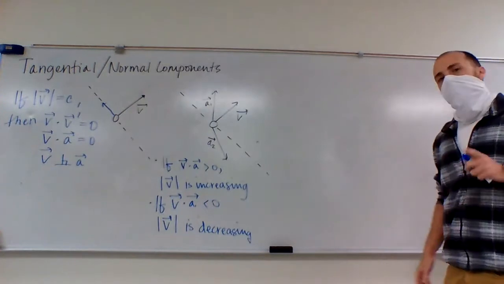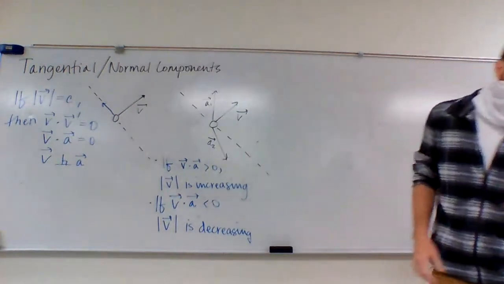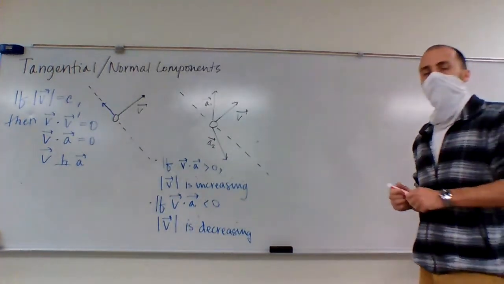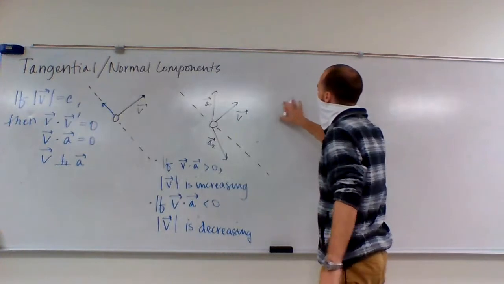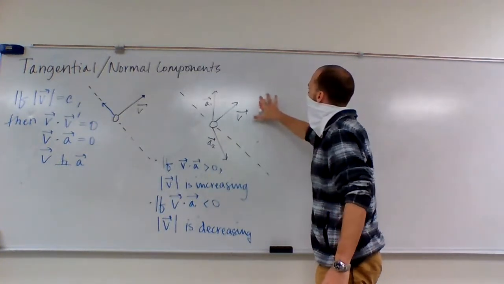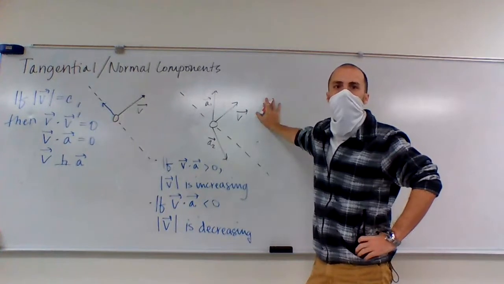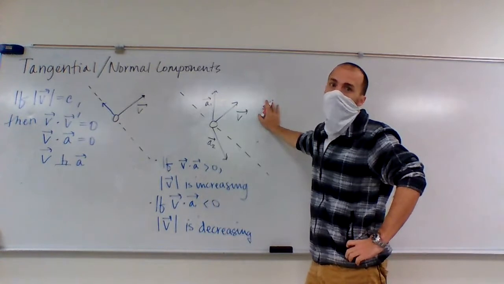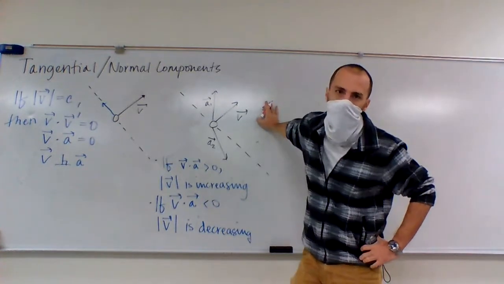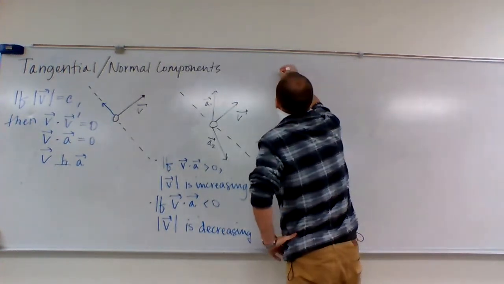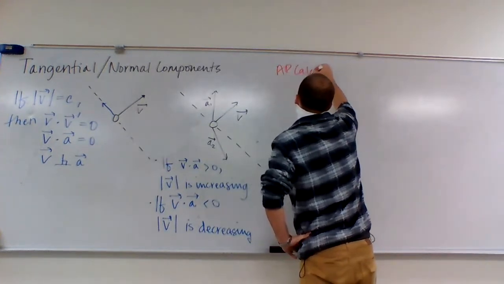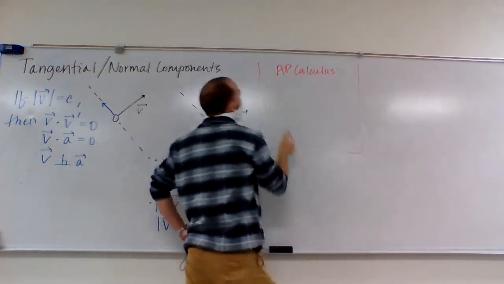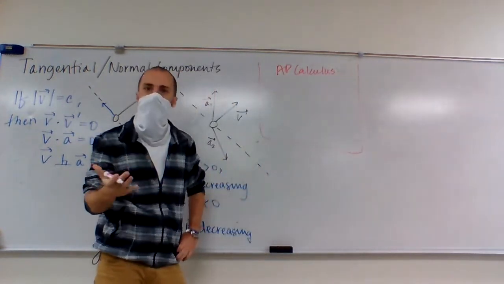But in AP Calculus, I'll switch colors, give you a little flashback. We didn't really talk about speed increasing or decreasing when we looked at parametric equations, but for motion along a straight line where velocity was a function of time and acceleration is a function of time, it's all just a real value function. We said that if v and a had the same sign, then speed was increasing.